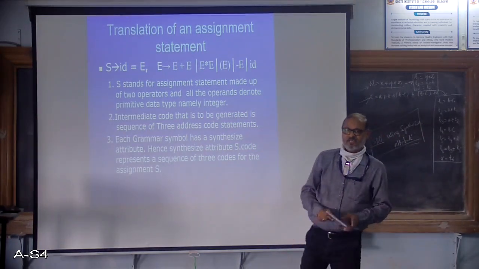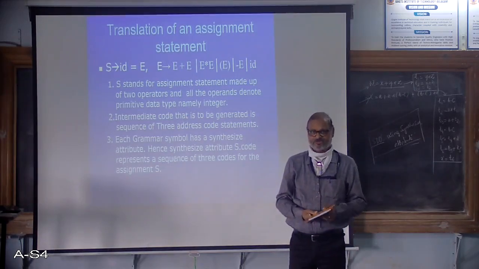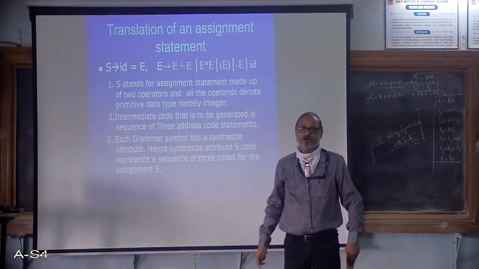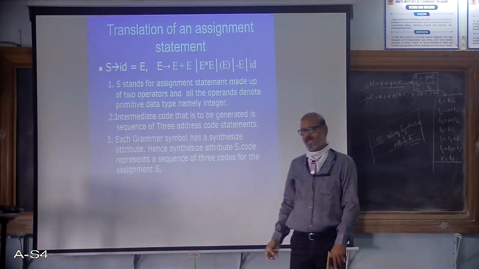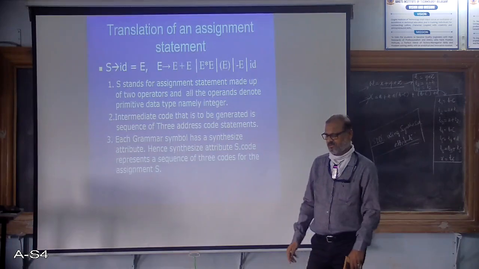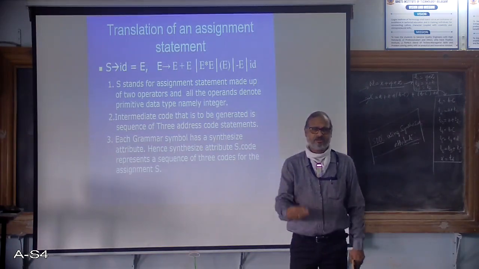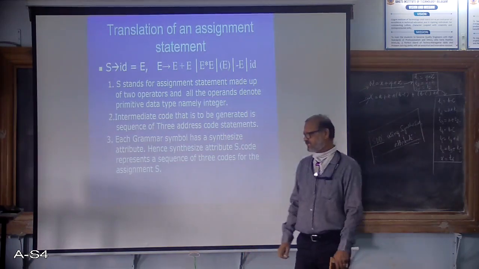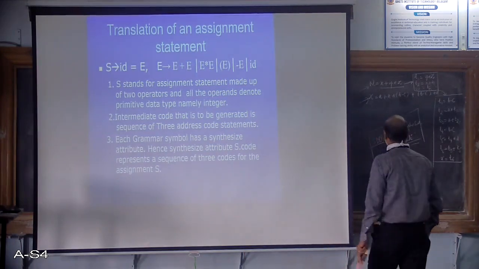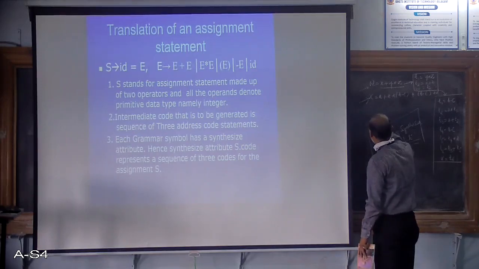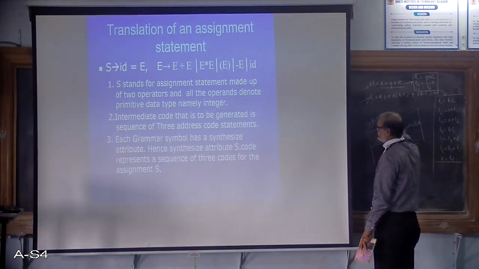Now, when the expressions are written, you have the operands bounded by the operator symbols. You may have different types of variables, different types of identifiers. Let us assume, for simplicity, the primitive data type, that is integer. So all the operands are of type integer.